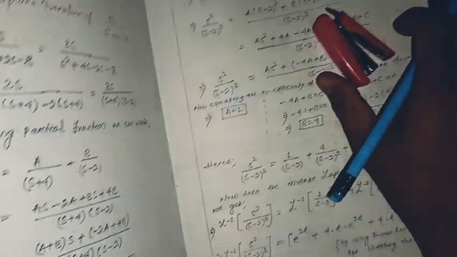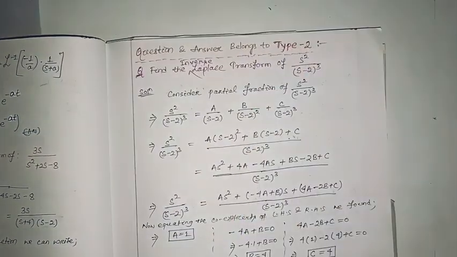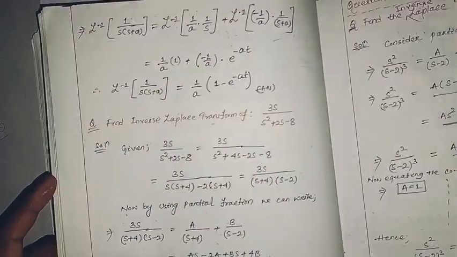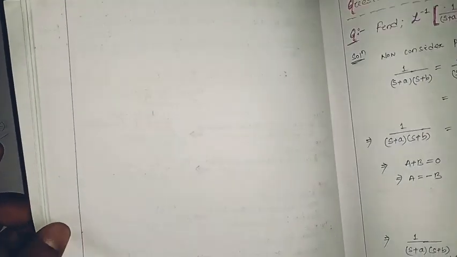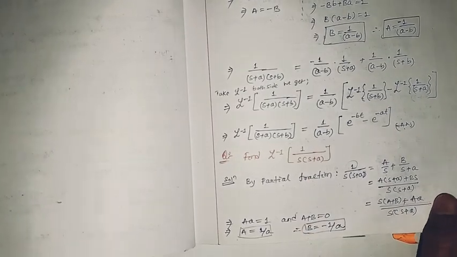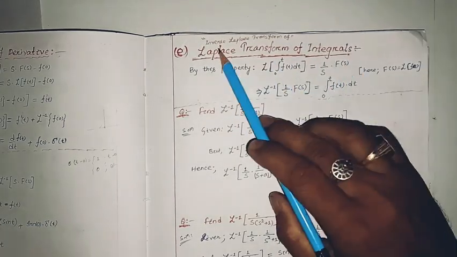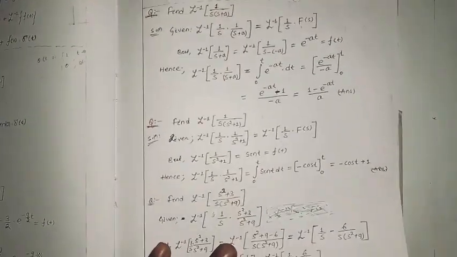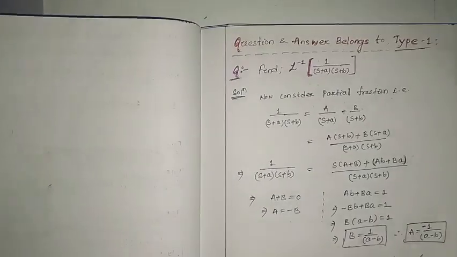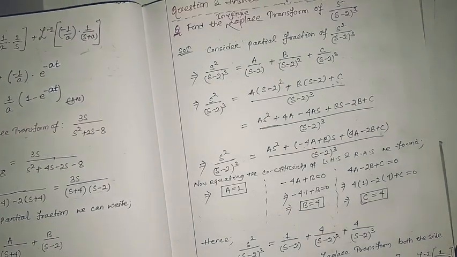So in this way we can solve type 1 numericals by using partial fractions. Here one thing I want to recall for you: the inverse Laplace transform of 1 by s into s plus a, we have already solved by using the inverse Laplace transform of integrals. We got the same answer. So I told you, whichever way you find easy to solve, you just consider that way. So two ways you can solve, either this one or that one.